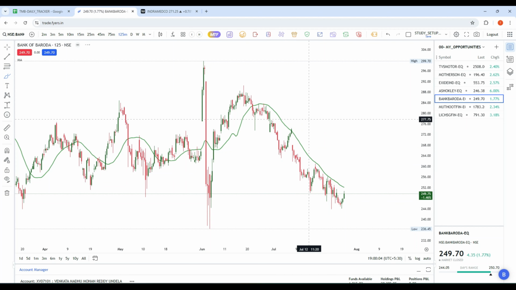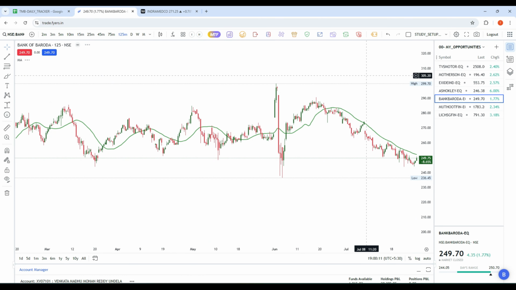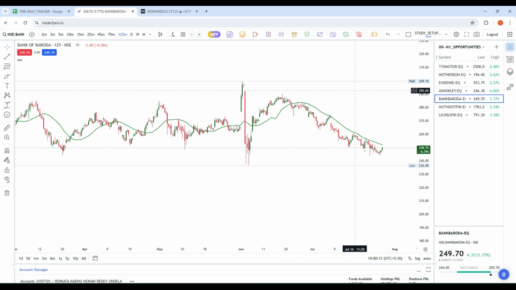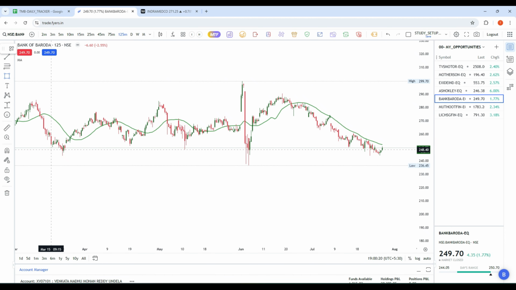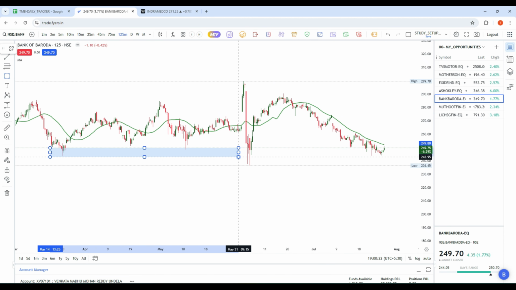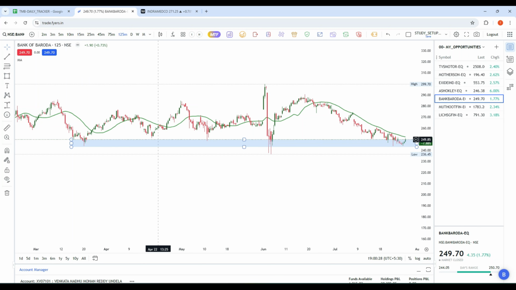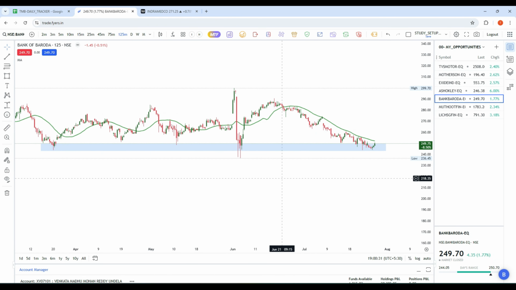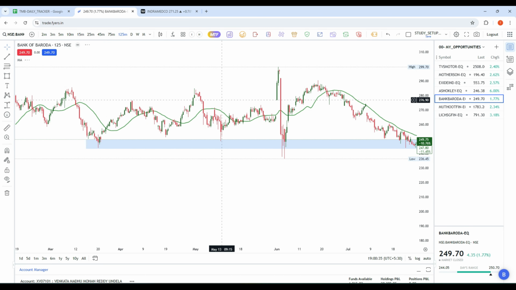If we see Bank of Baroda, what is happening in Bank of Baroda? Okay, here we have to look for a buying opportunity in the stock. Why a buying opportunity? This is the place where it has a demand zone. Multiple times whenever it comes here, there is huge demand for this stock. Okay, since the moving average, a lot of consolidation has happened here.